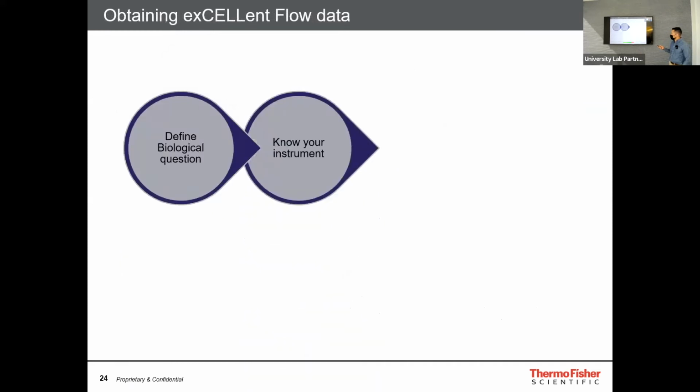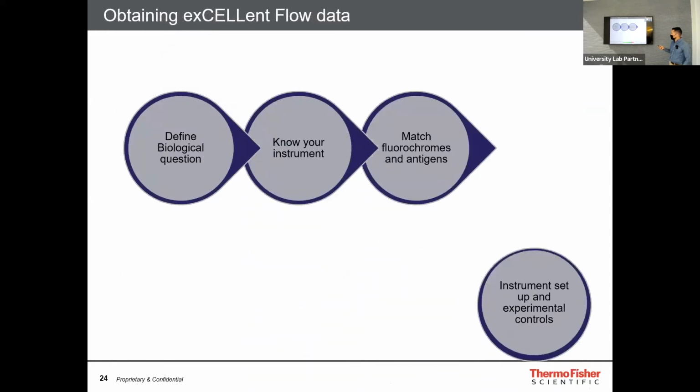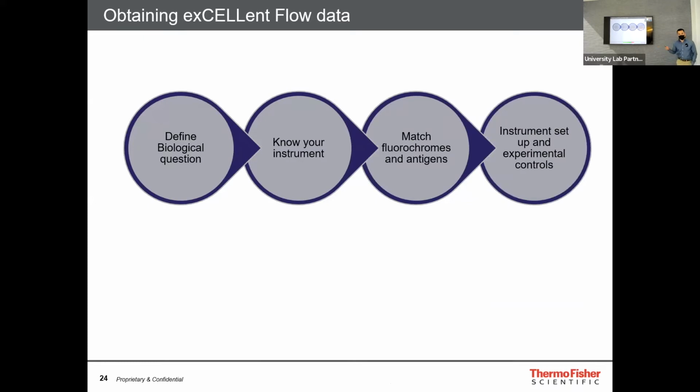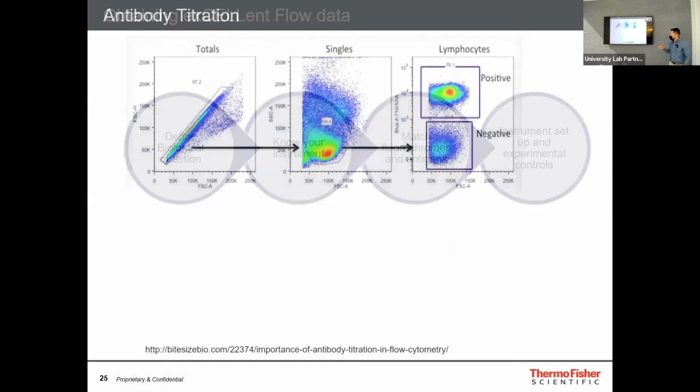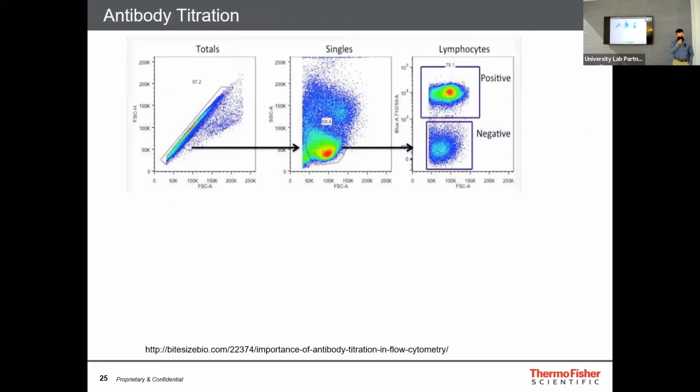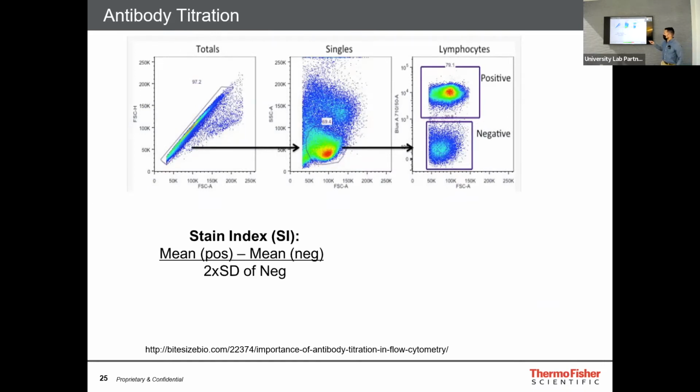Okay, so the last step, which is probably a more complex step, is setting up the instrument and having the appropriate controls. One of the first things you want to do when you're getting a new antibody is titrate it. And here I'm just going to show you stain index. I don't know if anybody's familiar with that. It really just gives you a broad idea of how bright a fluorophore is in your system.